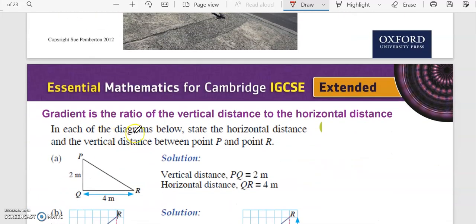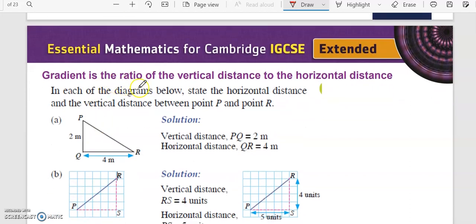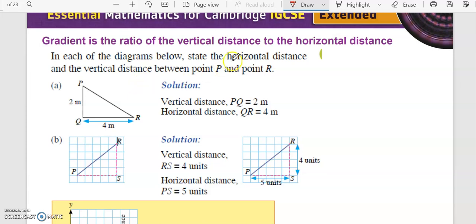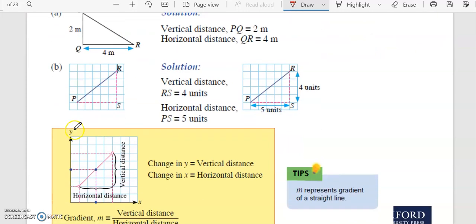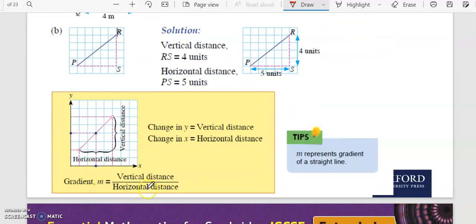Okay, so gradient, what is gradient? A gradient is the ratio of the vertical distance to the horizontal distance. So, part ni kita dah belajar dalam topik coordinates, okay, dalam topik distance. We know what is vertical distance and what is the horizontal distance. Okay, so the formula for gradient is, you can see here, vertical distance divided by horizontal distance.